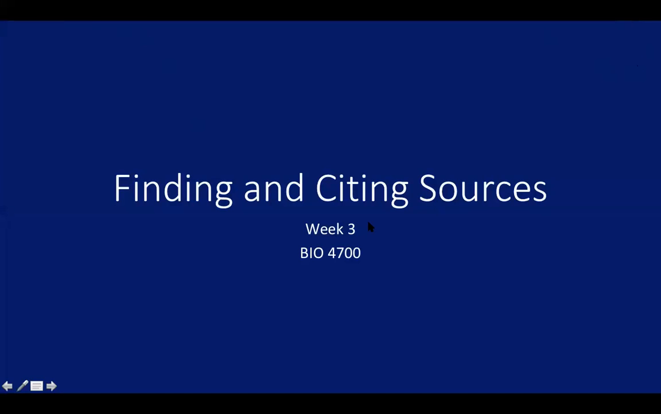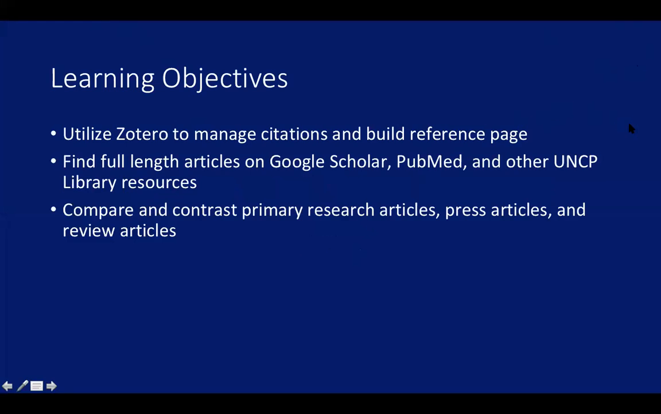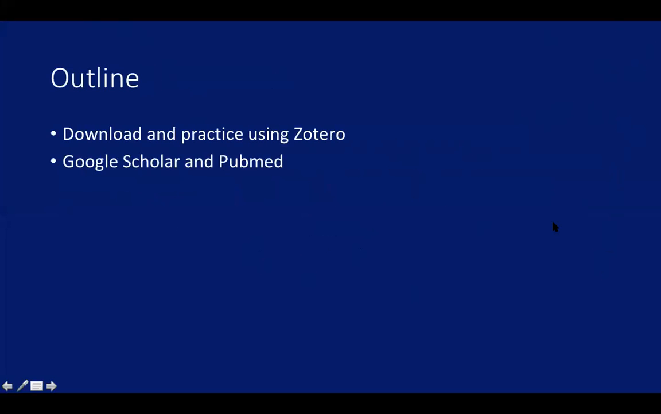Okay, so our learning objectives for today's class are going to be to utilize Zotero to manage citations and build a reference page, and then to find full-length articles on Google Scholar, PubMed, and other UNCP library resources, and compare and contrast primary research articles with press articles and review articles. We will do that by first practicing with Zotero, and then I'll show you around Google Scholar and PubMed, which are my preferred resources for finding papers.